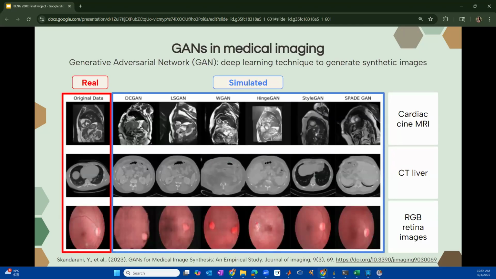Okay, so generative adversarial networks, or GANs, have shown very exciting potential in medical imaging applications specifically. Broadly, a GAN is a deep learning technique that generates synthetic image data. One big application is synthetic data augmentation, where GANs are used to expand small data sets by generating new, realistic looking examples. Shown here are examples of simulated data in various medical imaging modalities and organs, where the real images are on the left, and in the blue box are all synthetic images generated by a GAN. This shows how exciting and relevant this technique is in the medical imaging world.